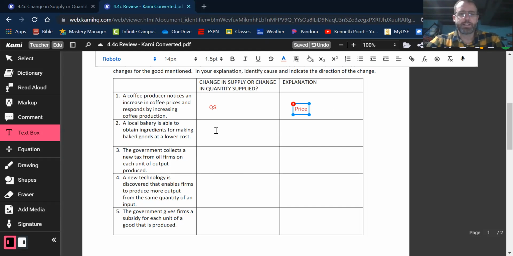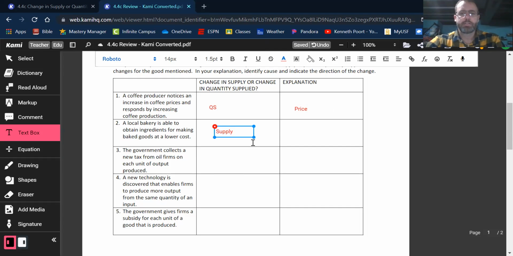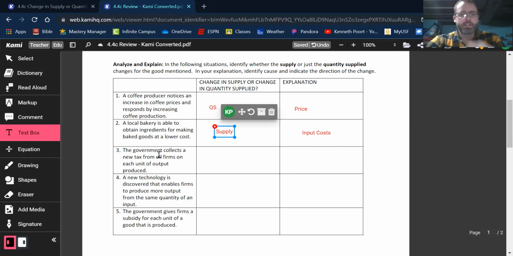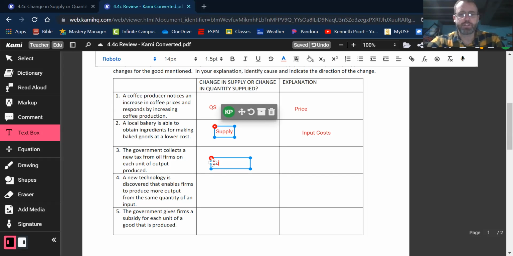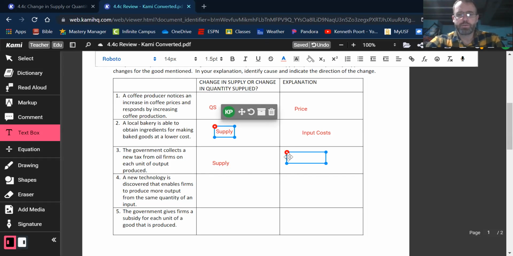So number two, a local bakery is able to obtain ingredients for making baked goods at a lower cost. So we know that's supply, and our answer here is input costs. We don't even have to worry about doing increase or decrease on this one. Number three, government collects a new tax from oil firms on each unit of output produced. So we know that's a change in supply. This one would be due to government policy, specifically taxes.